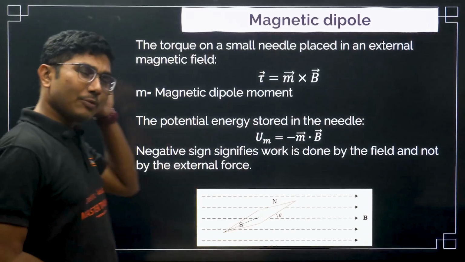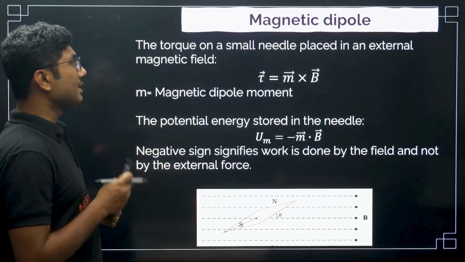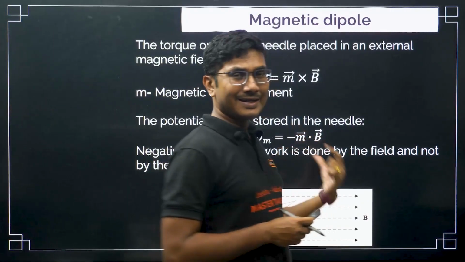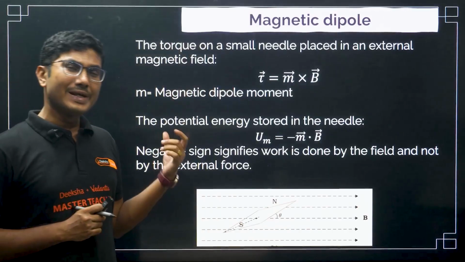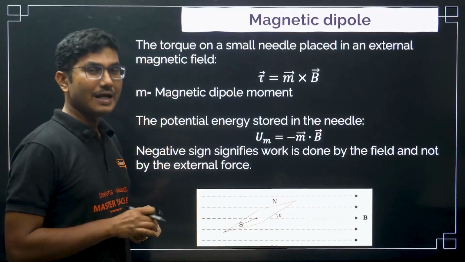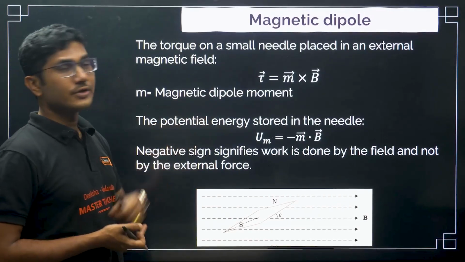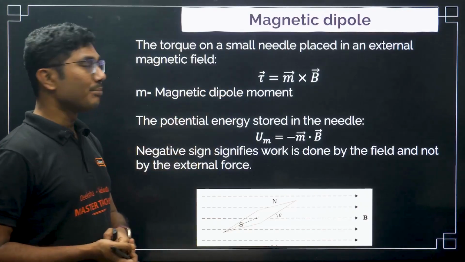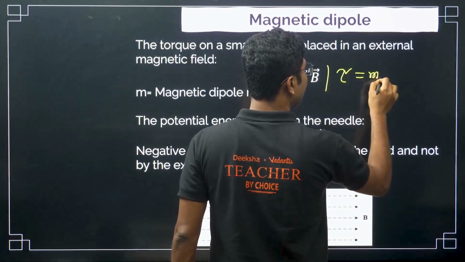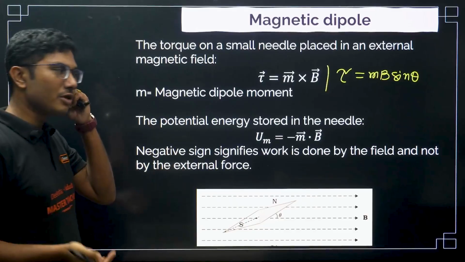Now, magnetic dipole. As I said, a magnet always exists in the form of a dipole. So let's see the torque on a small needle placed in an external magnetic field. If you keep a small magnetic needle in an external magnetic field, it will experience a torque, similar to what you have seen in the case of an electric dipole in an external electric field. Torque tau is equal to m cross B, and in scalar form torque can be written as mB sin theta. Same as in the case of the electric field, only the symbols are different.